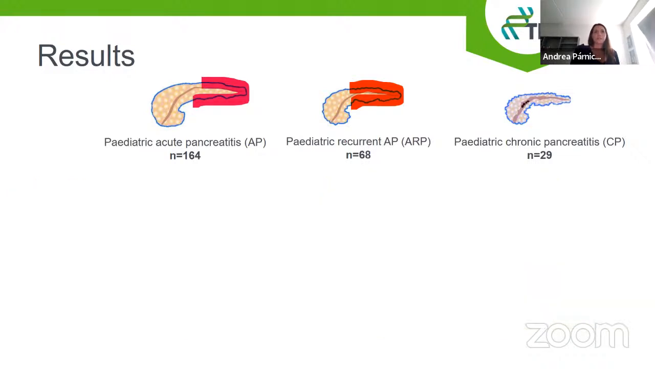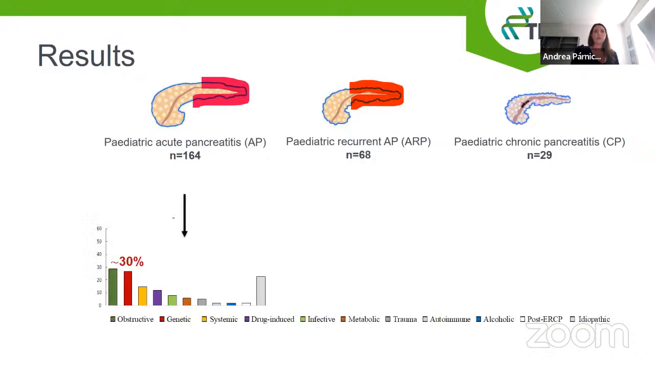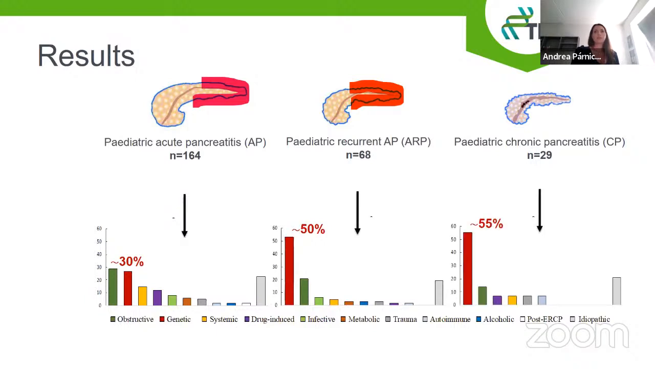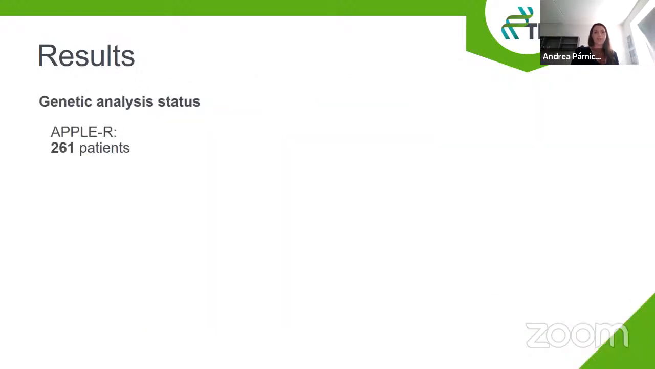Regarding etiological factors, or more appropriately risk factors for pancreatitis, among those with a single episode, biliary obstruction was the leading cause, followed by confirmed risk-increasing genetic alteration in about 30% of cases, then systemic causes, and so on. Among those with multiple episodes, genetic risk factor rose to 50%, increasing to 55% in chronic pancreatitis patients. The genetic analysis is not yet complete.